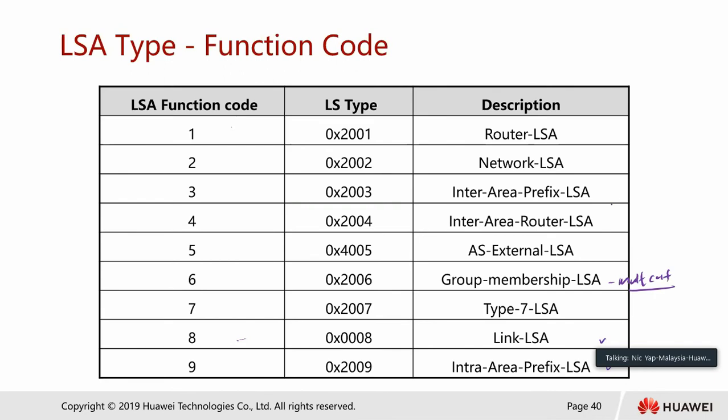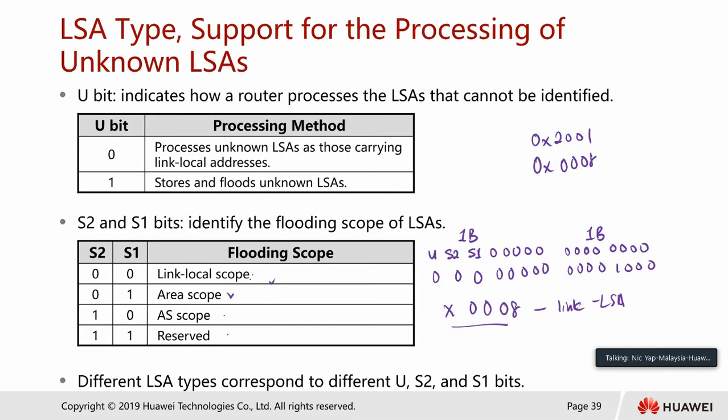Okay, so based on the LS type, for these 2, where do they belong? They belong to link-local, area, or AS. When you convert 2 to binary, it means 0, 0, 1, 0. Your first is the U bit, then the S2 bit, S1 bit, and the 0 bit. So S1 bit is 1, which is considered as area scope. So this message is only sent within your area only.